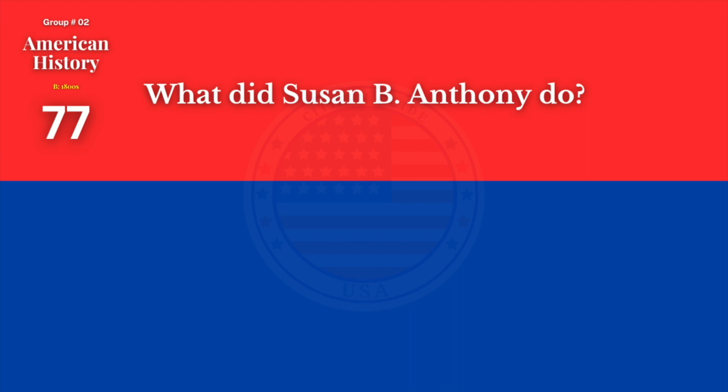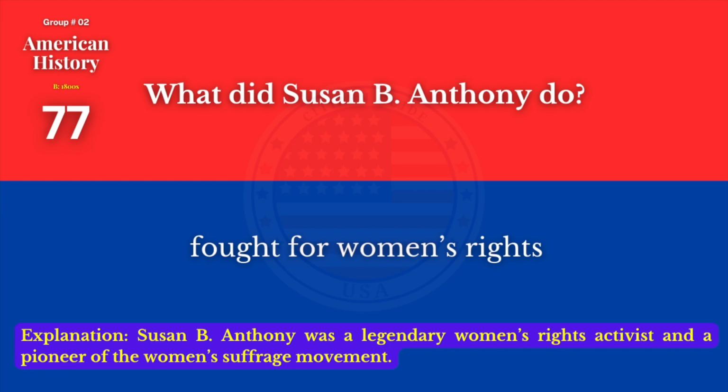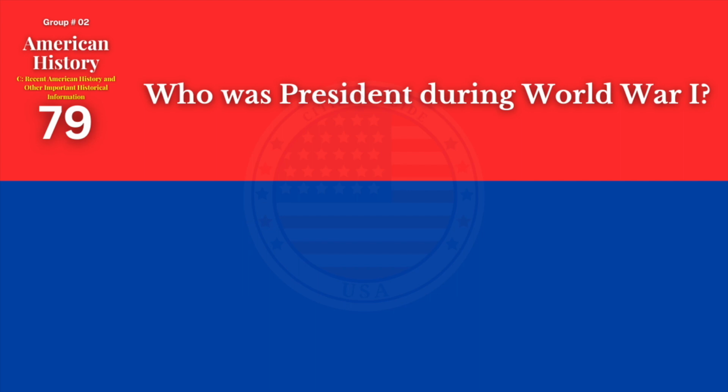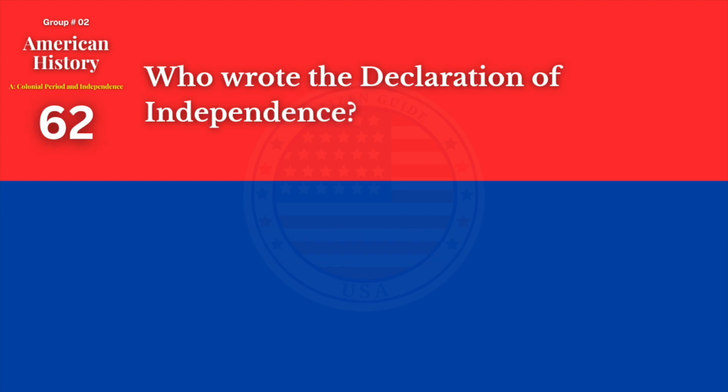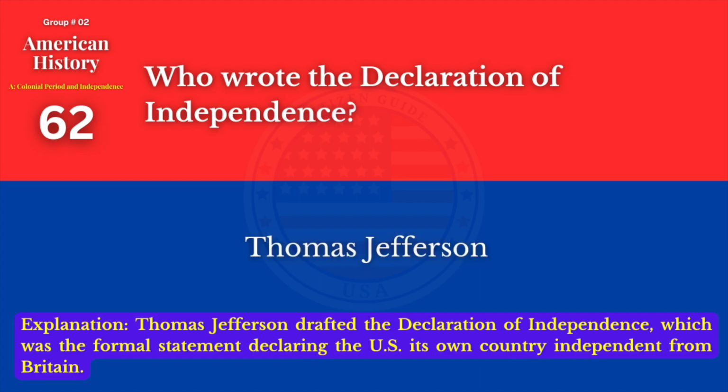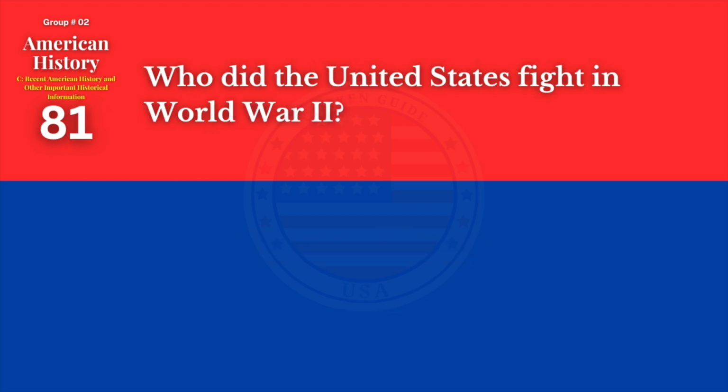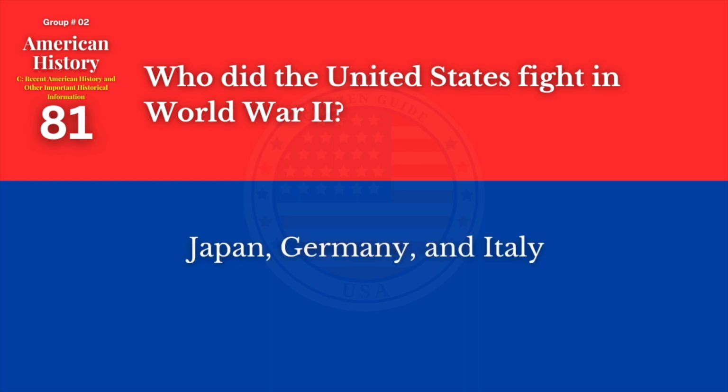What did Susan B. Anthony do? Fought for women's rights. Who was president during World War I? Woodrow Wilson. Who wrote the Declaration of Independence? Thomas Jefferson. Who did the United States fight in World War II? Japan, Germany, and Italy.